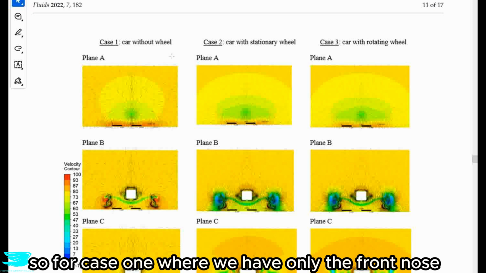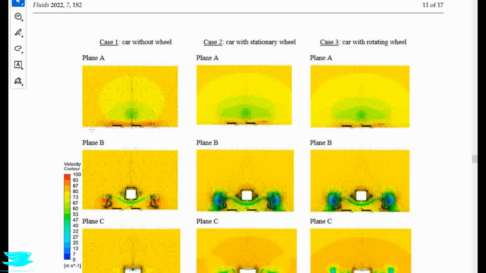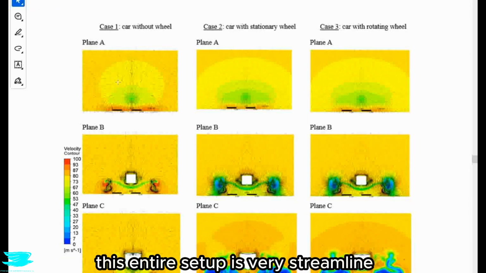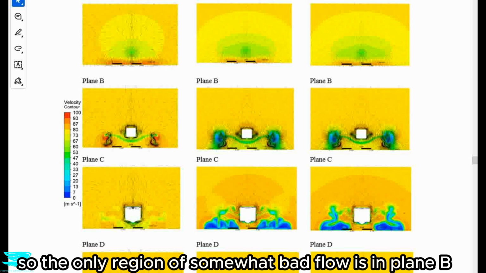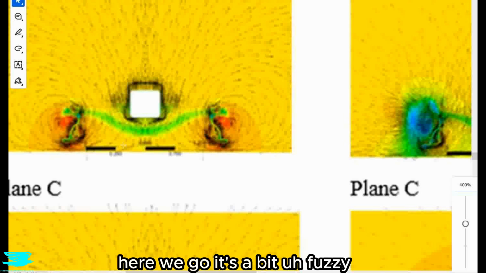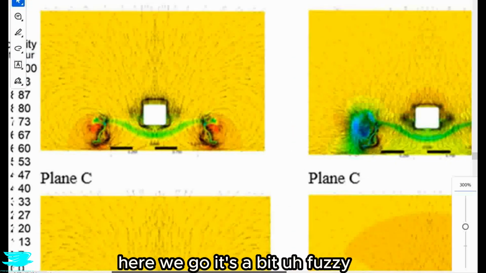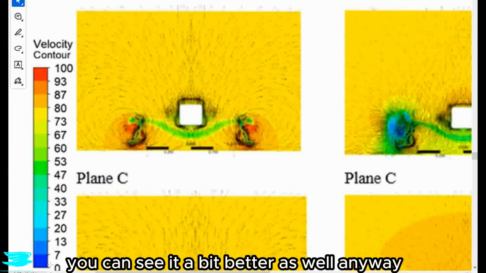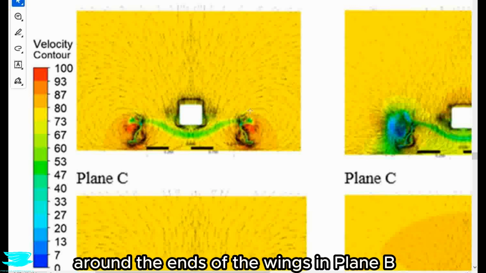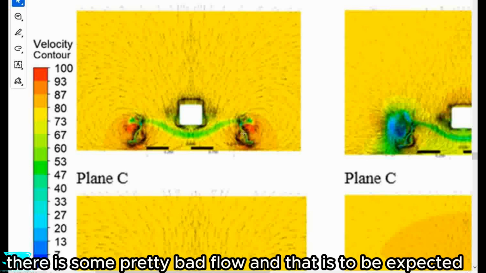So for case 1, where we have only the front nose, no wheel and no suspension, the left column here shows that this entire setup is very streamlined. So the only region of somewhat bad flow is in plane B around the ends of the wings. Let's zoom in a little bit here. Here we go. It's a bit fuzzy, but if you download the PDF, you can see it a bit better as well. So anyway, around the ends of the wings in plane B, there is some pretty bad flow.